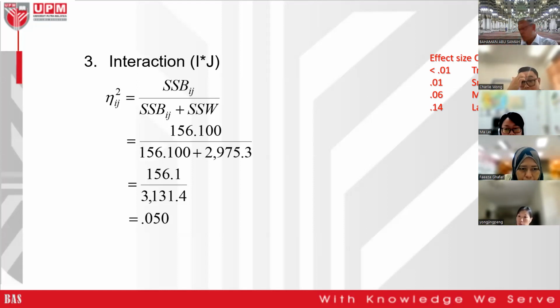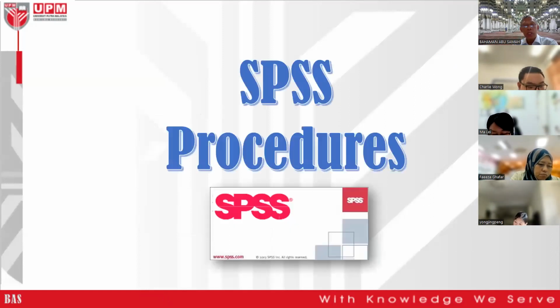This is also in line with our hypothesis test, where the interaction effect is non-significant, and the size of the difference is just small, which is 0.050, or only 5% of the variance in teacher job stress is attributed to the interaction between gender and leadership style. It is considered to be small. Okay, that will be the 3 partial eta squared based on our calculation.